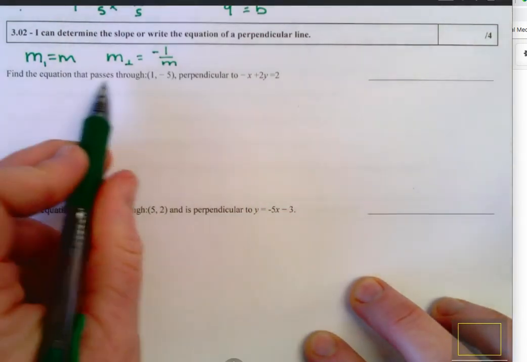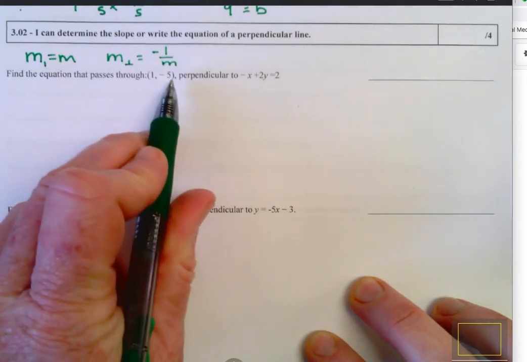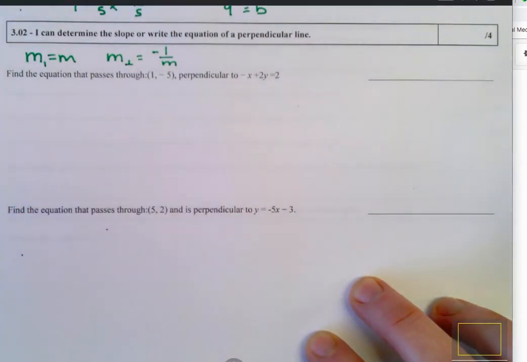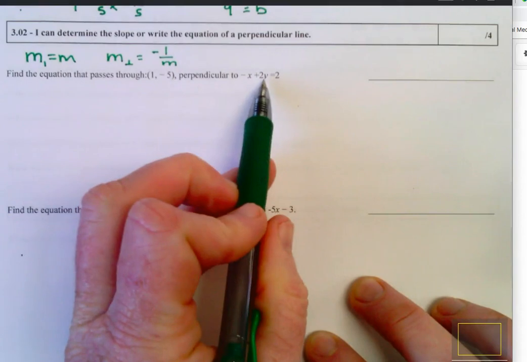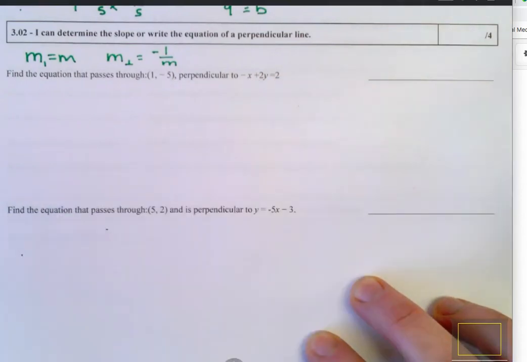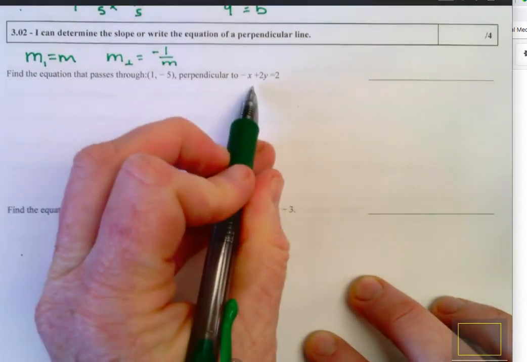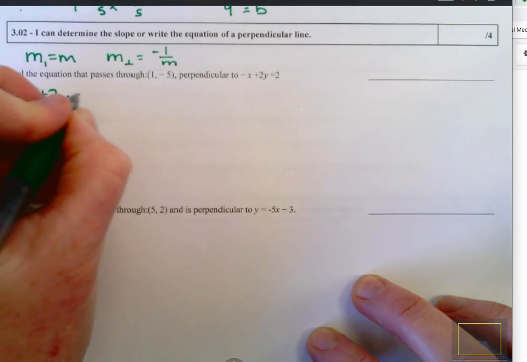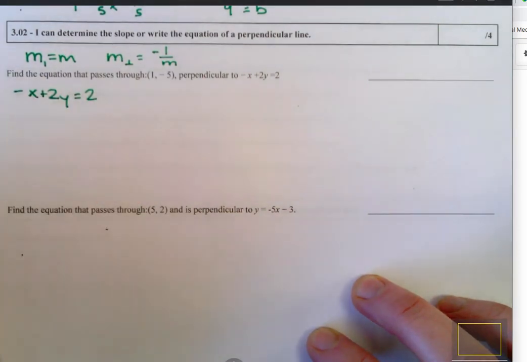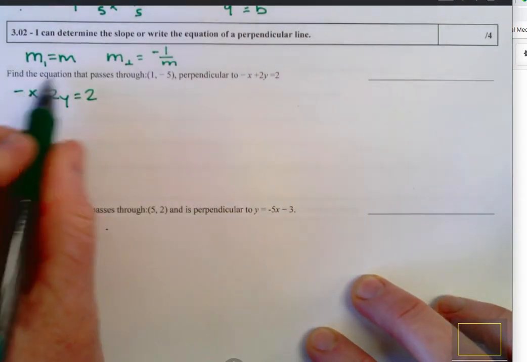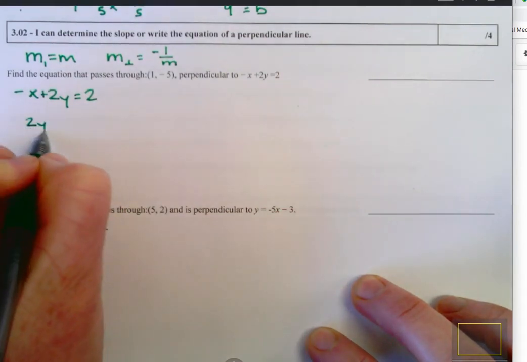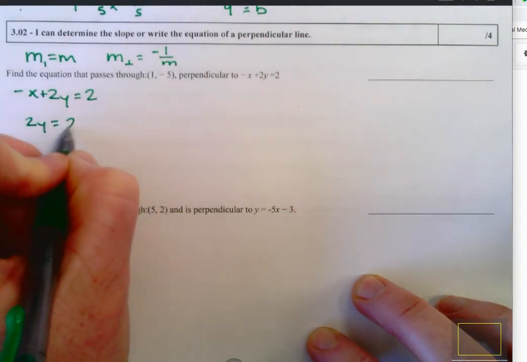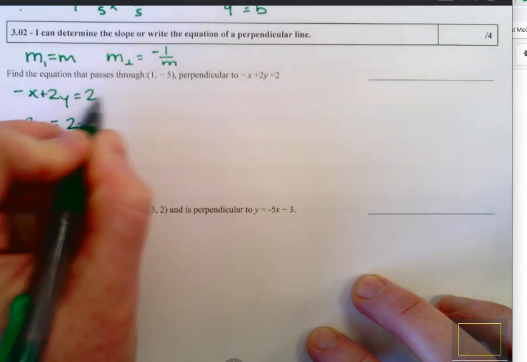Okay, find the equation that passes through (1, -5) and is perpendicular to negative x plus 2y equals 2. All right, so the first thing we need to do here is find the slope of this line. So I have negative x plus 2y is equal to 2. We need to go ahead and move this x over here because we want y by itself. Right, add x to both sides.